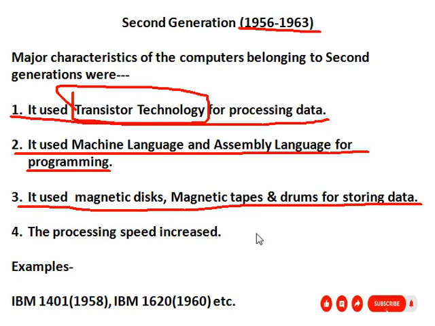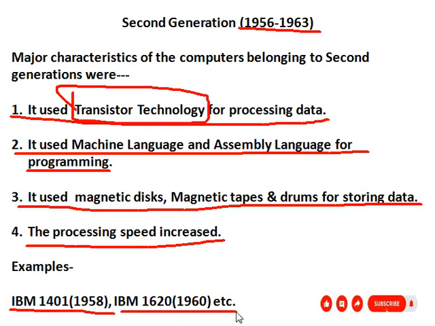Next, the processing speed increased. First generation computers were very slow, and second generation computers were faster than first generation computers. Next, examples of second generation computers are IBM 1401 in 1958 and IBM 1620 in 1960.